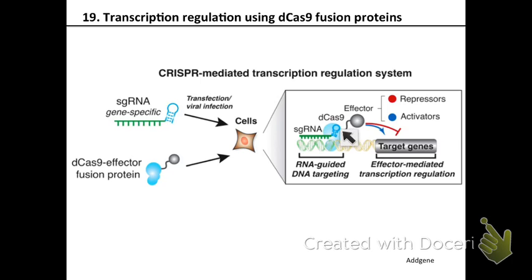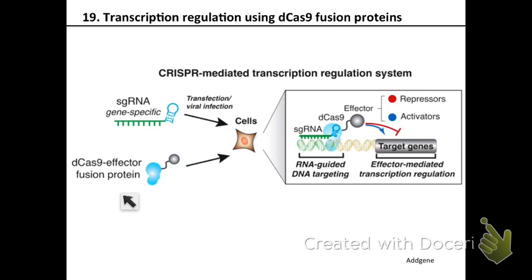Now this dCas9 protein will be fused, so you're going to express a gene that encodes dCas9 fused to some kind of effector protein domain. And that effector protein domain, if it's a repressor domain, might repress transcription, and if it's an activator domain, might activate transcription. So what do you need to do to do this in cells?